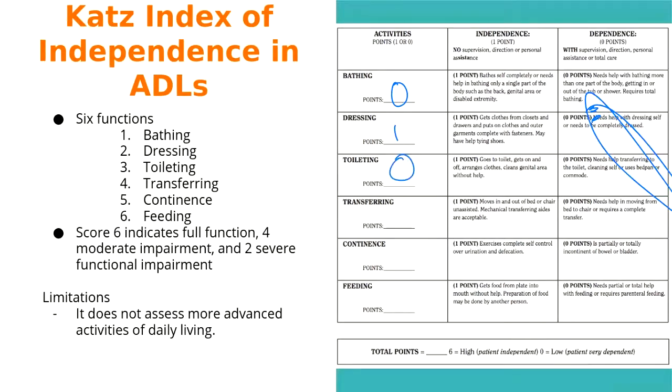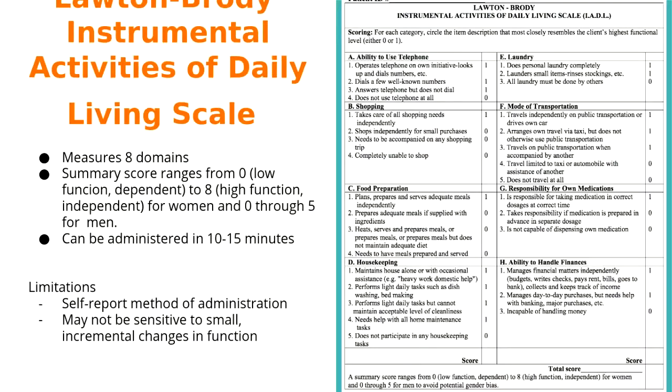Transferring, he needs assistance getting out of bed. He's continent, and he doesn't need assistance being fed. So his score would be a 3 because he needs assistance bathing, toileting, and transferring. Sorry, I wrote the wrong information on here because it looked weird on my screen. So he would be classified as being moderately impaired at the moment.